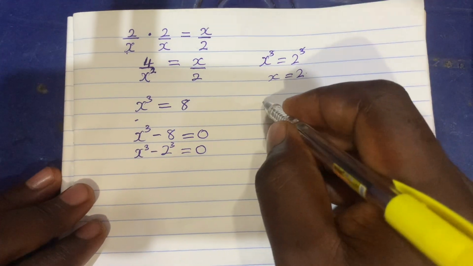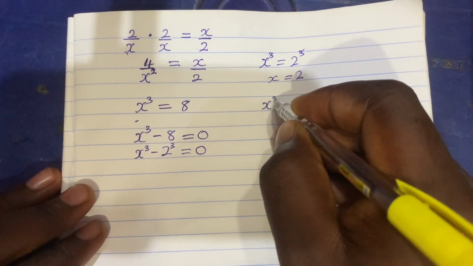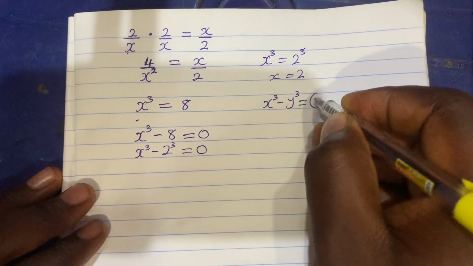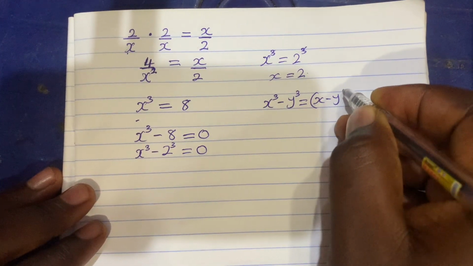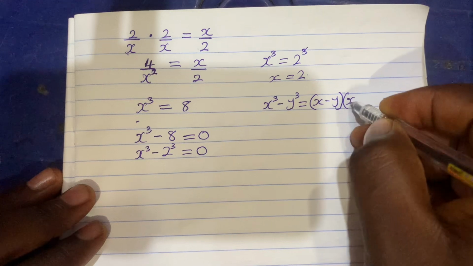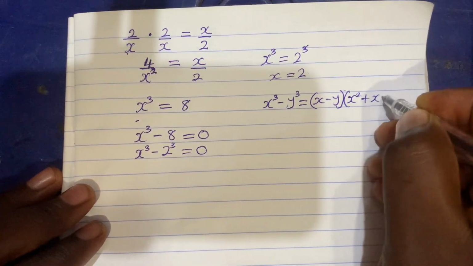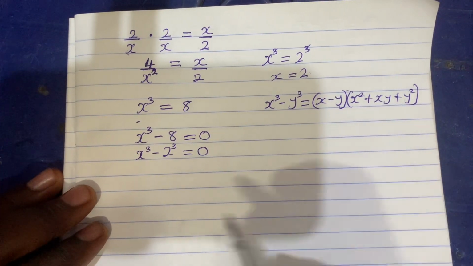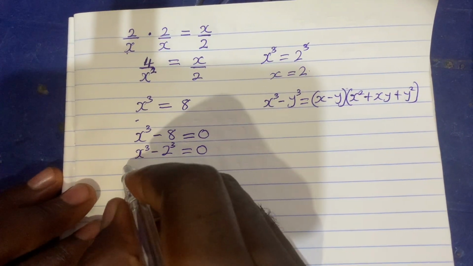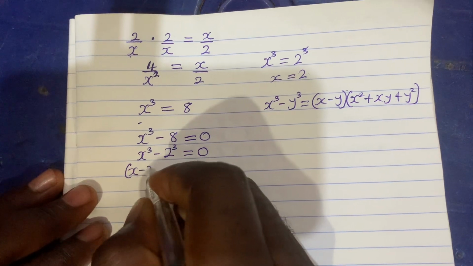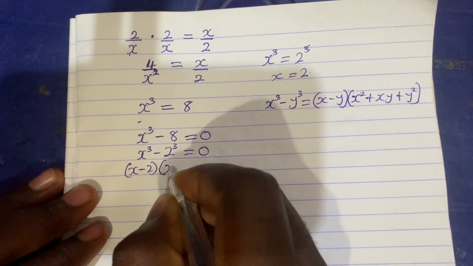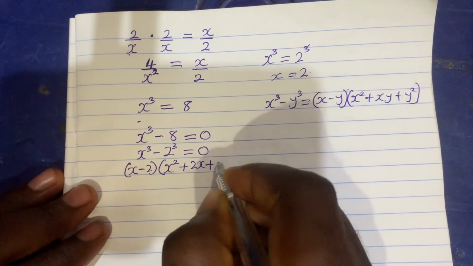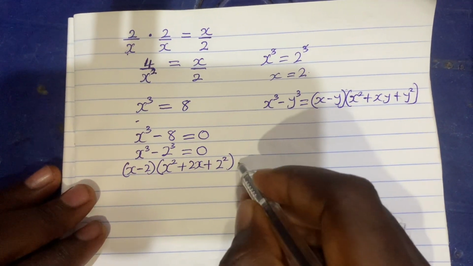Don't forget that if you have x raised to power 3 minus y raised to power 3, that is the same thing as saying x minus y in bracket of x squared plus xy plus y squared. So don't forget this factor. So let us use that method here. So this is going to be x minus 2 in bracket of x squared plus 2x plus 2 squared, okay, is equal to 0.